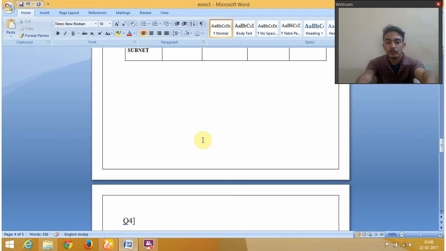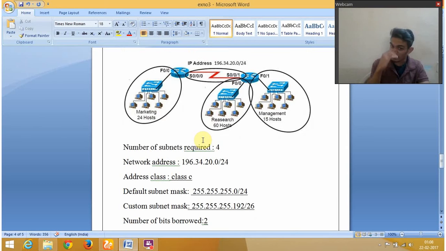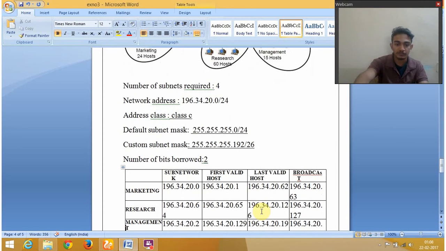And then the fourth question is the diagram given, and we have to assign each of the sections, that's marketing, research, management, and the link, with subnets taken from the address given, that's 196.34.20.0, and the subnets required is 4, and the address class is C. Then the default subnet mask is /24, the custom subnet mask is /26. I'm borrowing 2 bits, so I get 4 subnets, and the number of bits borrowed is 2.